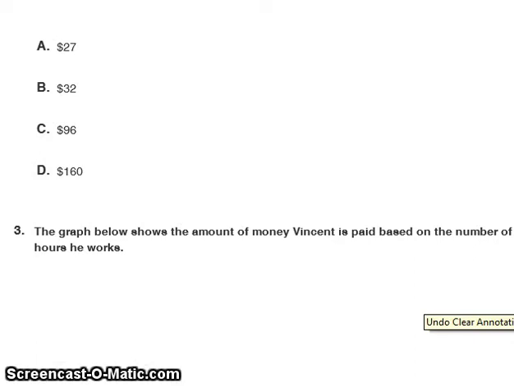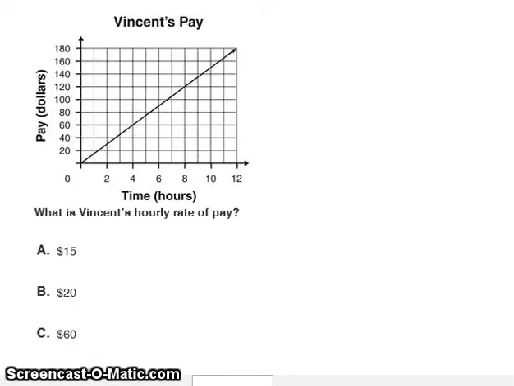Question 3, the graph below shows the amount of money Vincent is paid based on the number of hours that he works. What is Vincent's hourly rate of pay? So if I look here, I'm counting by 2's on this x-axis. So that means this one is 1. And I can look right there to see what my unit rate would be. So I can see it should be less than 20.